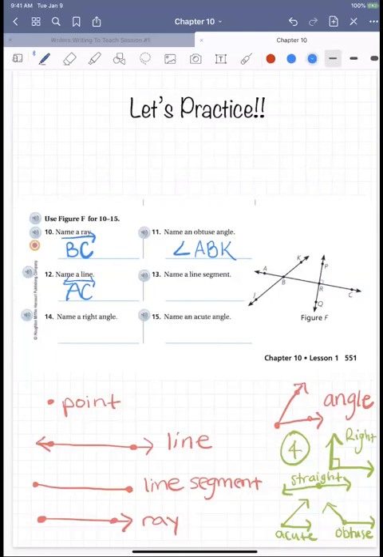Okay, the next three I'm just going to show you really quick, and then I'm going to give you some time to work. Number 13 is asking us to name a line segment. The line segment that I see starts right here at point B, and it goes to the middle here to point R, because it stops, right? They don't keep going. So I would write line segment BR by writing BR with my line above it.